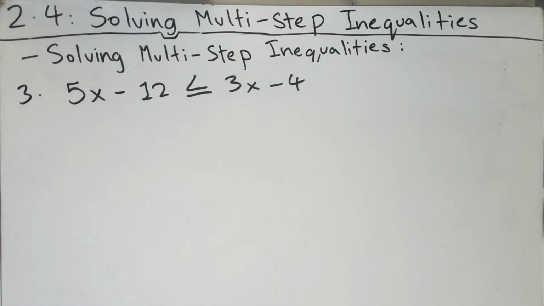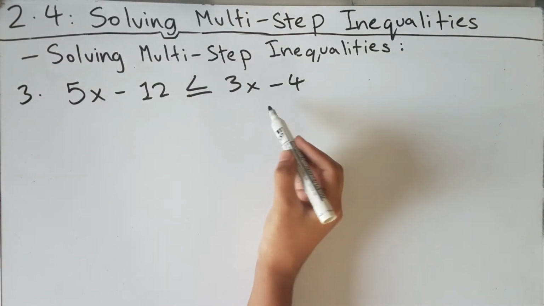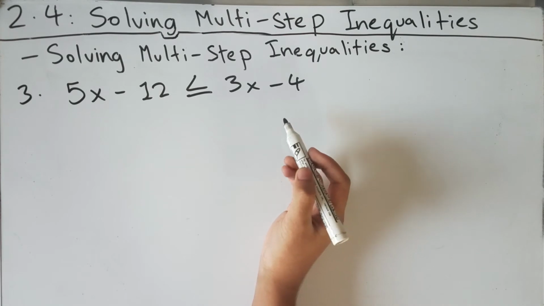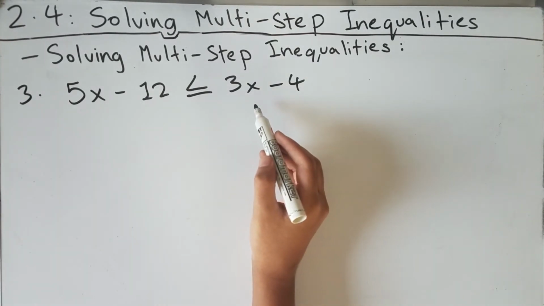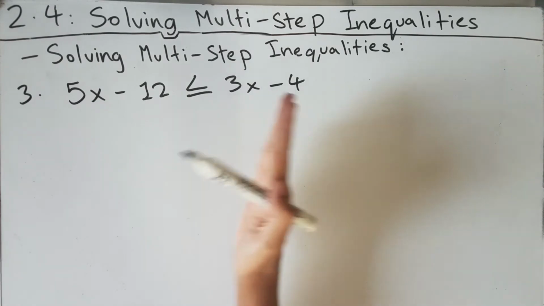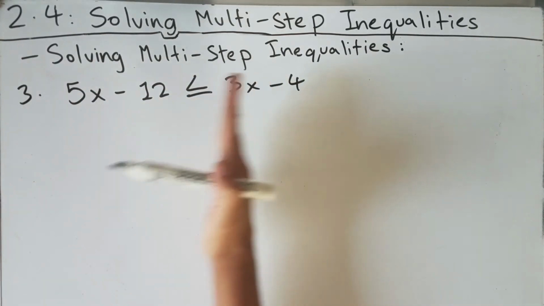Here's another inequality which says that 5x minus 12 is less than or equal to 3x minus 4. In this inequality, I can see that I have the variable x on both sides of the inequality. So to bring all the variables to one side of the inequality, I see that I can subtract 3x from this side and this side.